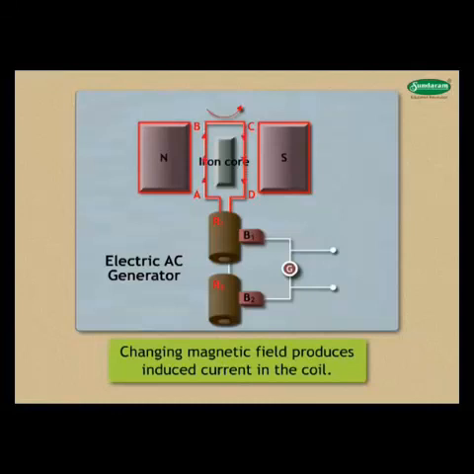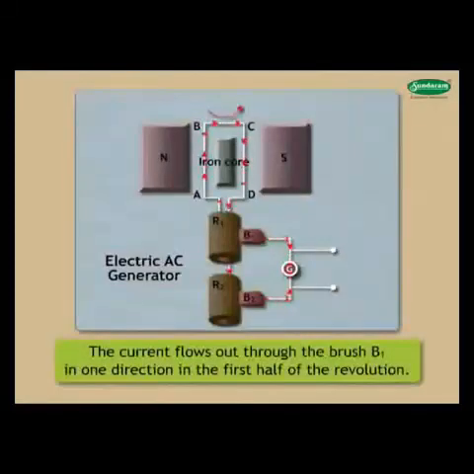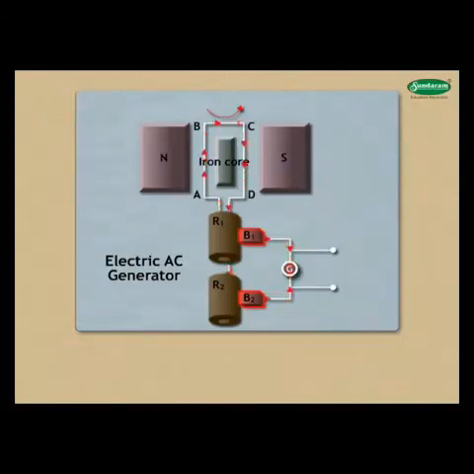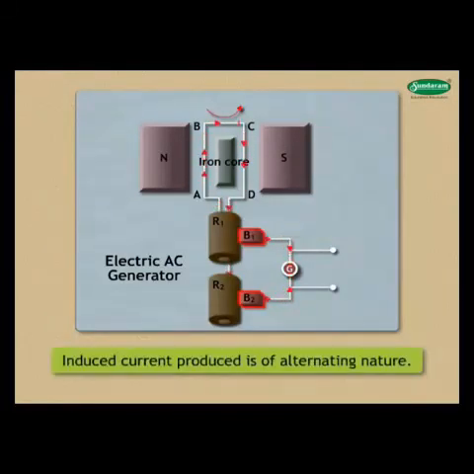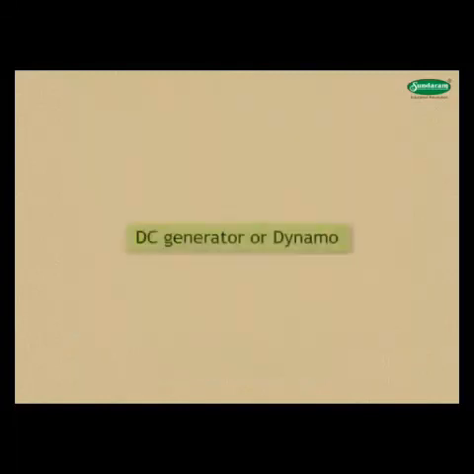Thus, the changing magnetic field produces induced current in the coil. The direction of induced current is determined by Fleming's right-hand rule. The current flows out through the brush B1 in one direction in the first half of the revolution and through the brush B2 in the next half revolution, in the reverse direction. This process is repeated. Therefore, the induced current produced is of alternating nature. Such a current is called alternating current.